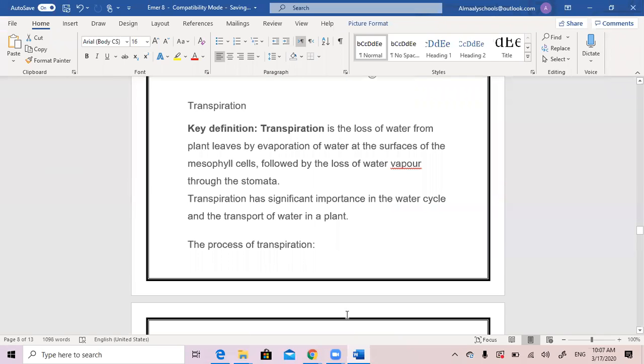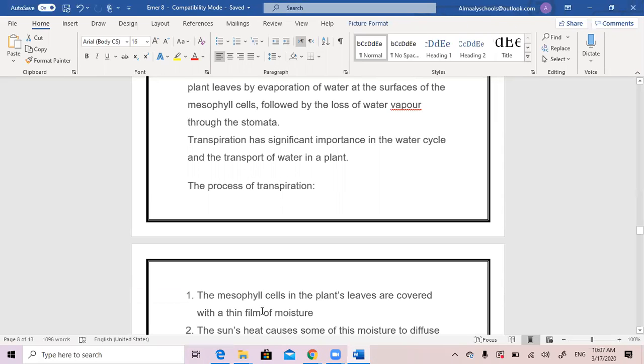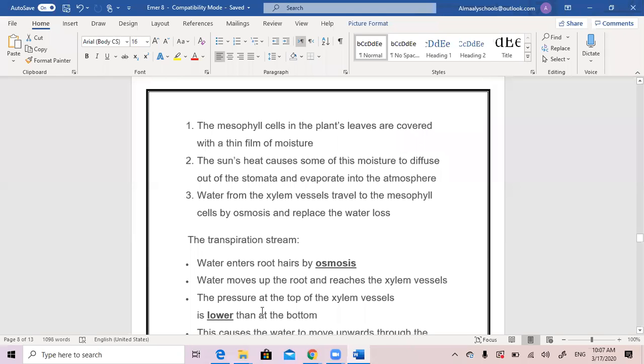Transpiration is the loss of water from the plant by evaporation of water at the surface of the mesophyll, followed by the loss of water vapor through the stomata. Transpiration has significant importance in the water cycle. Okay, the mesophyll cells, we said before, in the plant leaves are covered with a thin film of moisture. The sun's heat causes some of this moisture to diffuse out of the stomata and evaporate into the atmosphere. Water from the xylem vessel travels to mesophyll cells by osmosis and regulates the water level. We talked about mesophyll. We have two kinds of mesophyll here.